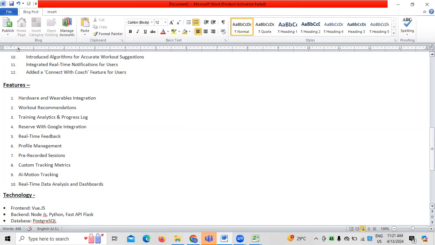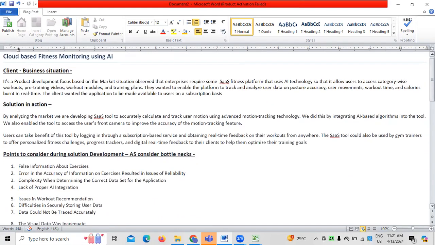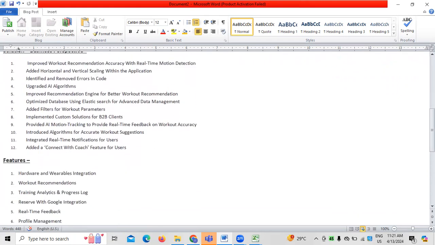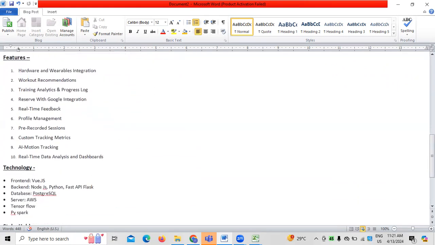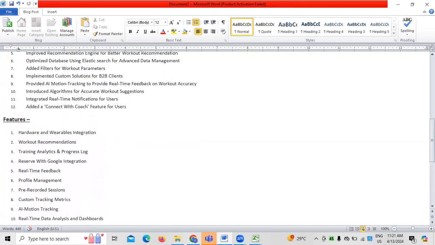So when we want to develop a fitness application connected to artificial intelligence, when we are developing a cloud-based solution, based on that, what kind of technology is required? Who are our stakeholders? What kind of technical aspects do we need to consider is something that has to be decided.